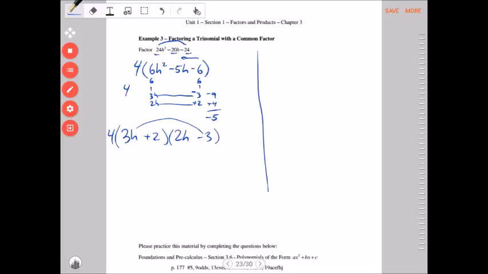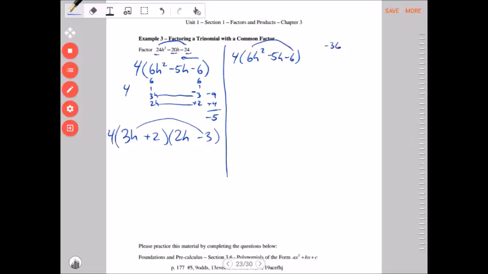Okay, awesome. So we can do it that way. And you know what? I'm going to make this line over here, just so I have a little more room. Okay, so again, you factor out that 4: 6H squared minus 5H minus 6. Now you multiply the two end terms, the 6 and the 6. So that's factors of negative 36.